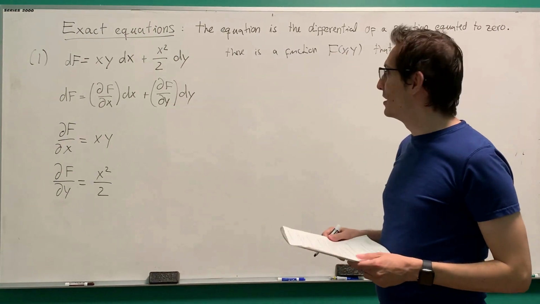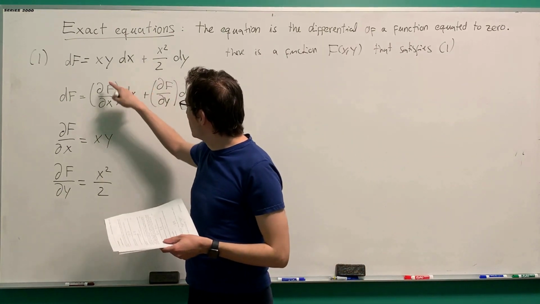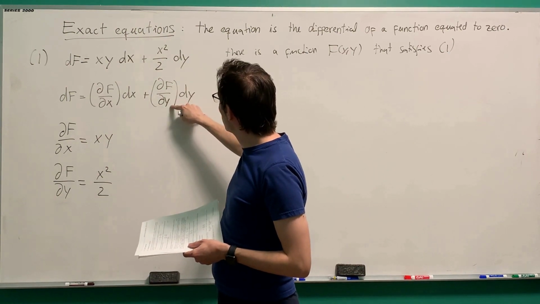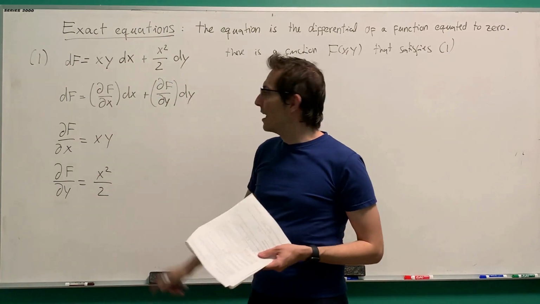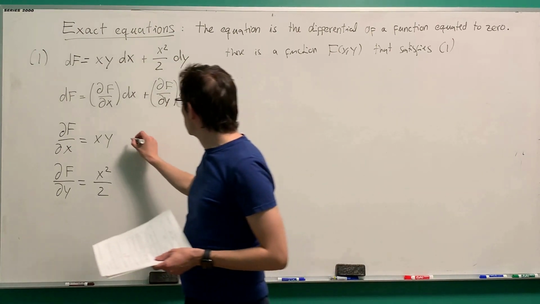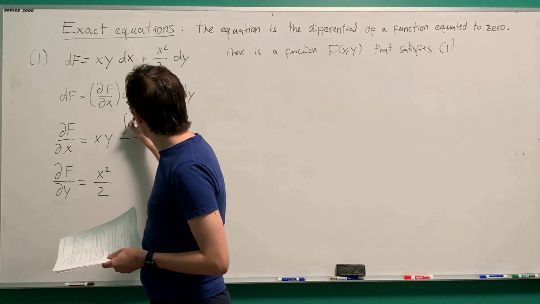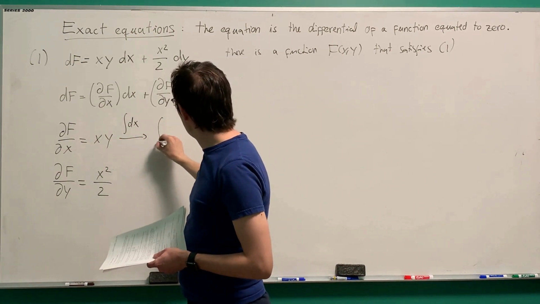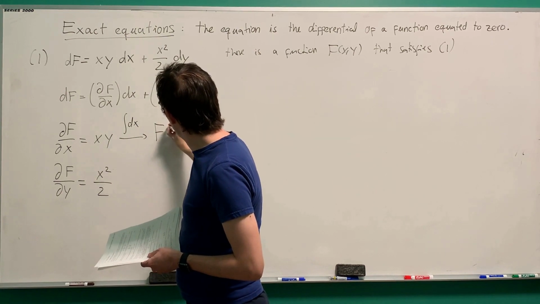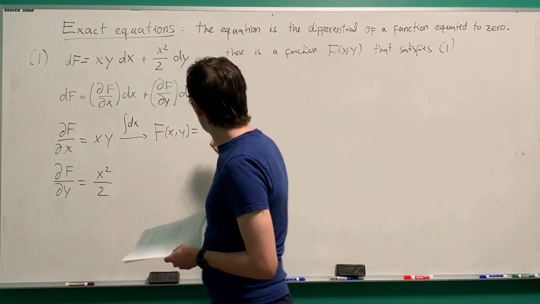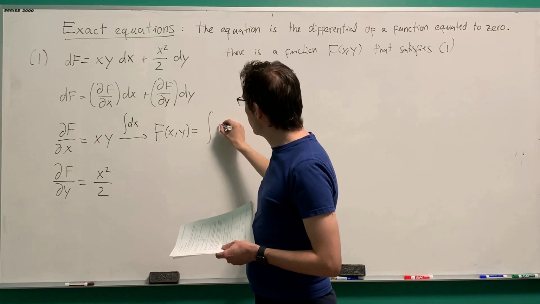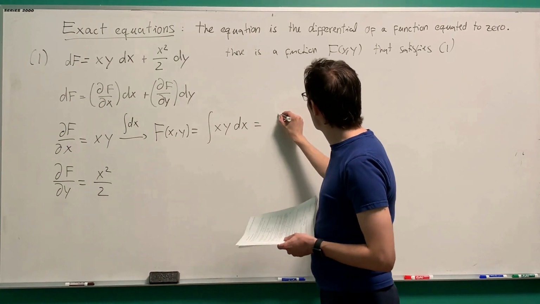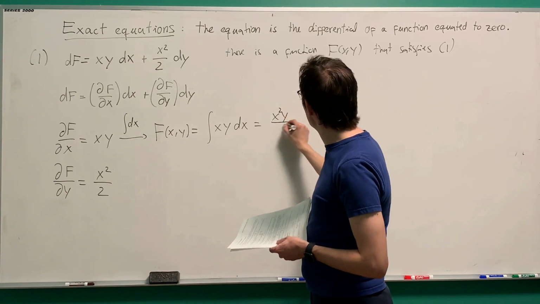So let me tell you the way to do it. We know by comparison that the partial derivative of f with respect to x is xy, and we know that the partial derivative of f with respect to y is x squared divided by 2. Nice. Let's integrate the two independently. So here I integrate with respect to x, so f of xy is equal to the integral of xy dx. y comes out, and we get x squared y divided by 2.